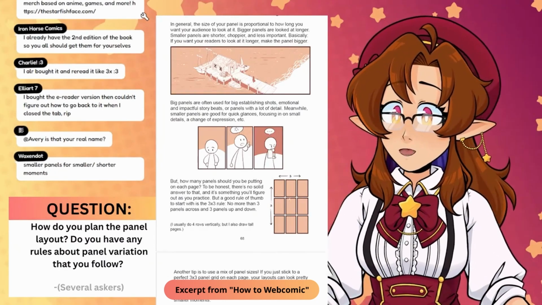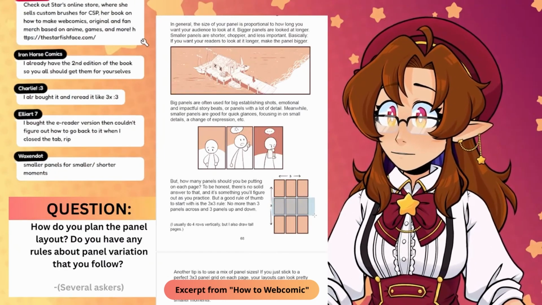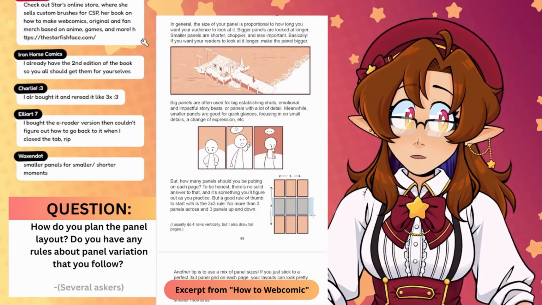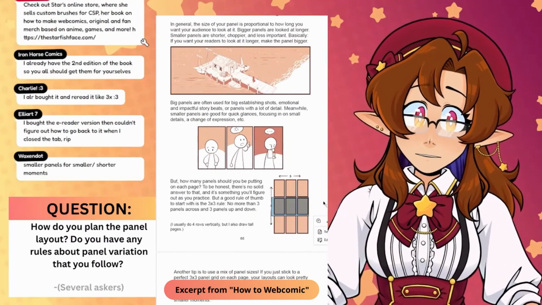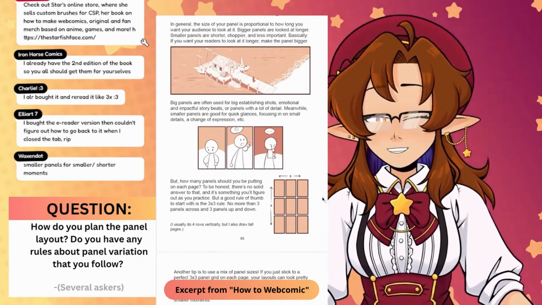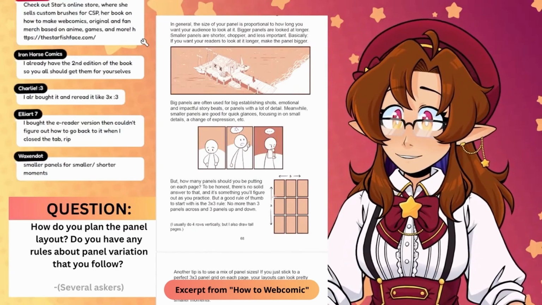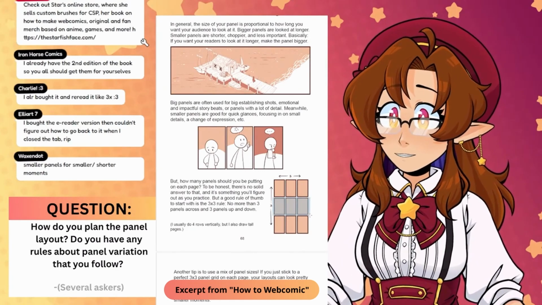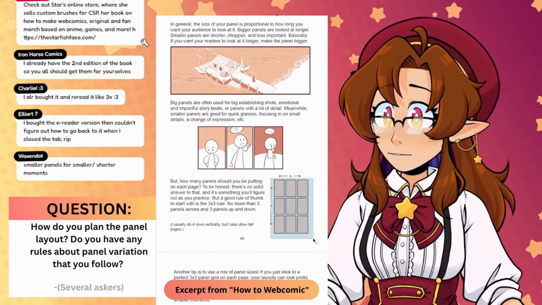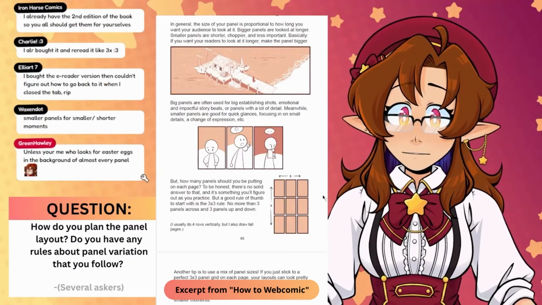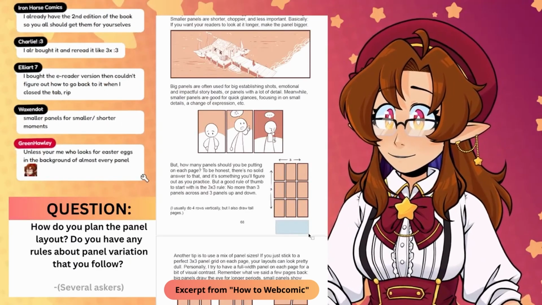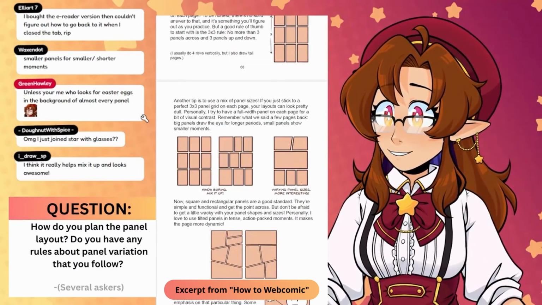You don't have to follow this, but I personally like to have at least one full width panel in every page. That's just for me. I hit that about 95% of my cast off pages. I try to have at least one panel that is the full width. I wouldn't do more than like a 3x3 grid. My pages are tall, so I sometimes do 3x4. Yeah, so you can mix it up, mix and match.